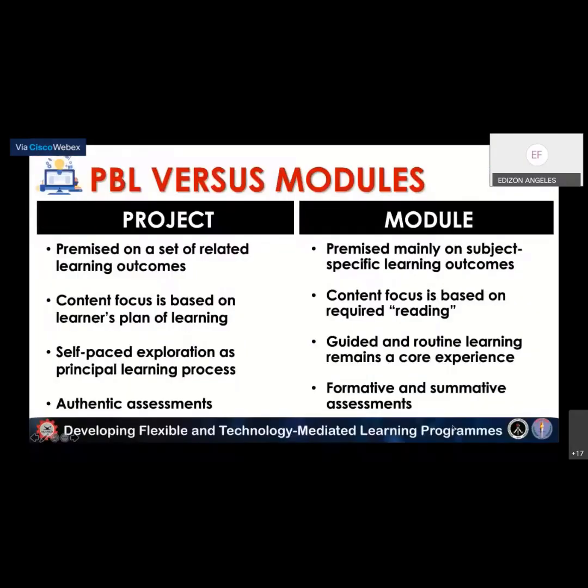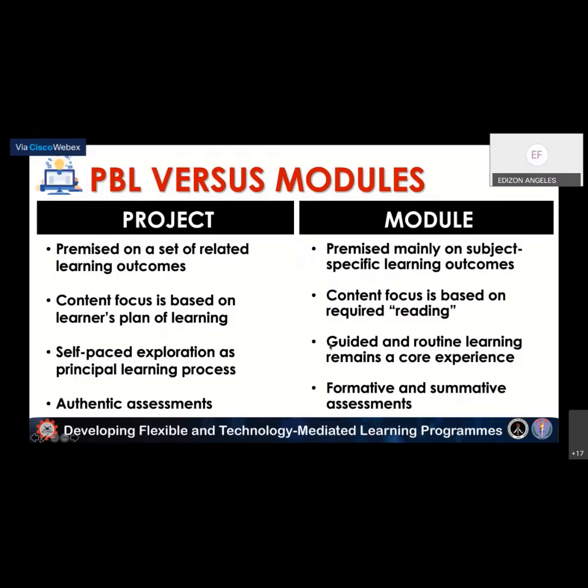So as I was saying earlier before we were cut, the distinction between project-based learning and module-based learning is quite easy to know. Remember that in projects, you need to be integrating several learning outcomes across courses or subjects, but modules are typically very much constrained only by learning outcomes per subject or course. In project-based learning, content is focused based on the learner's declaration of what he or she wants to learn or discover. And in modular learning, content is focused based on required reading.